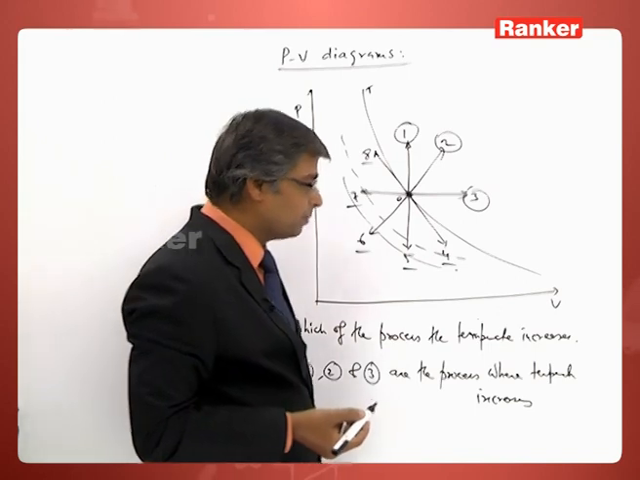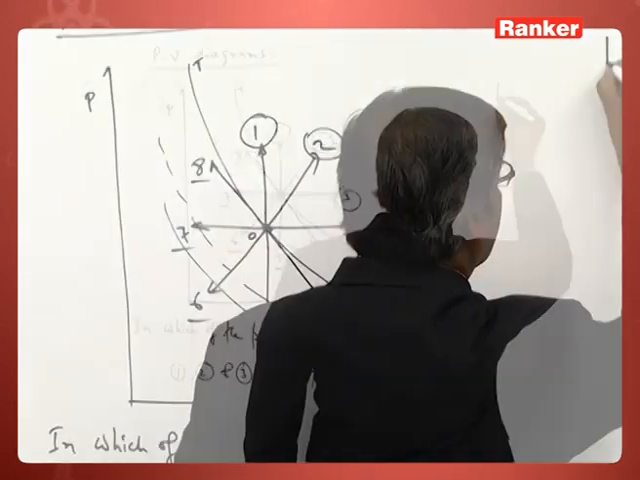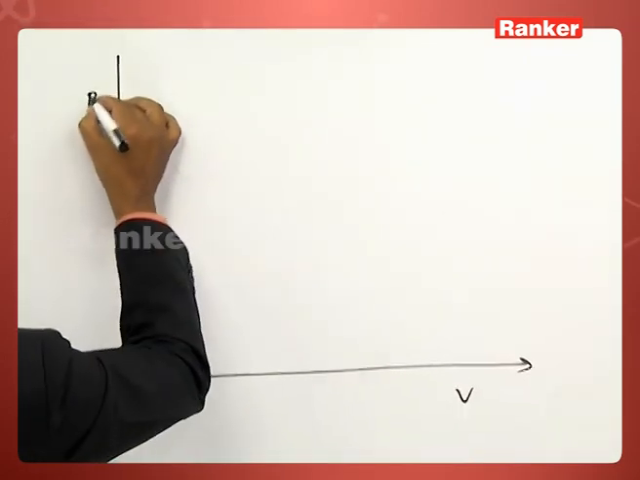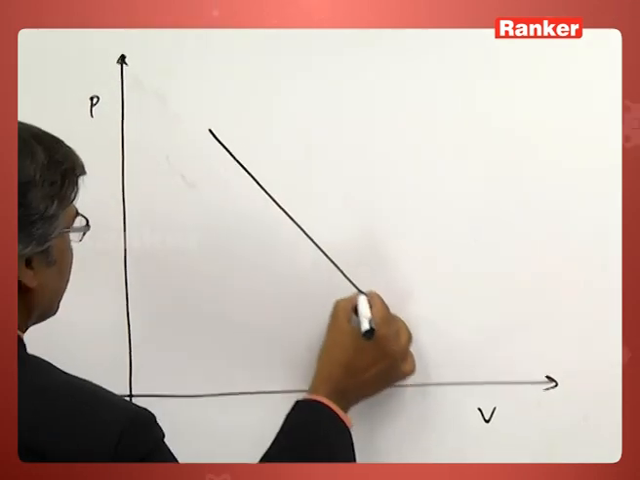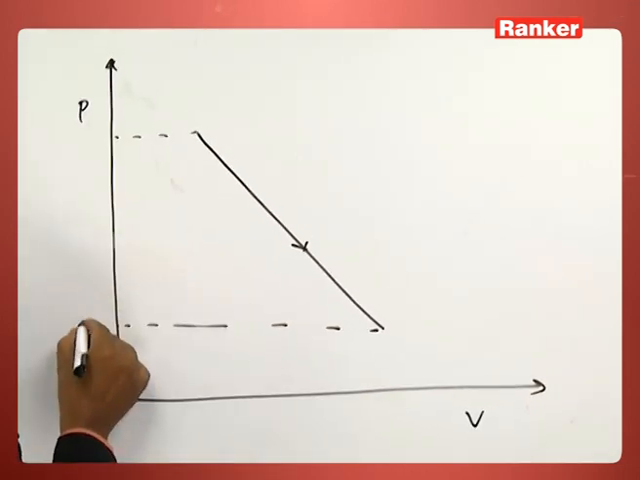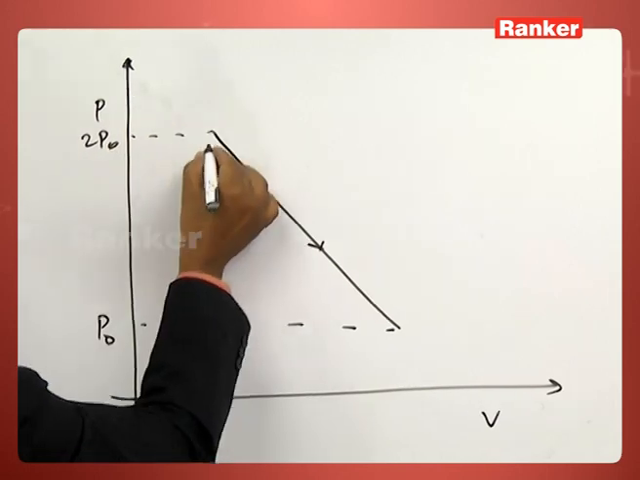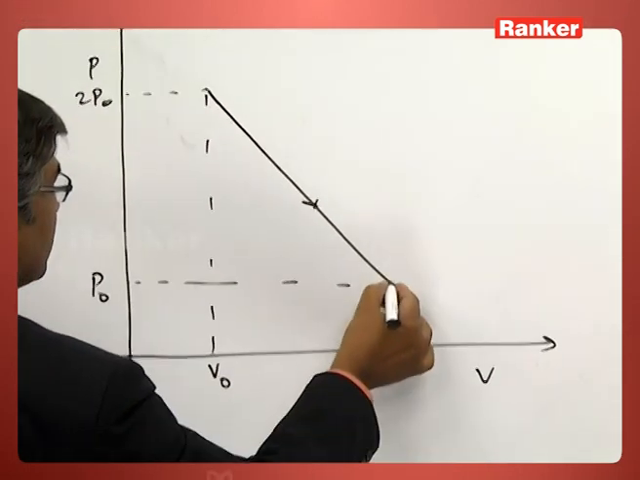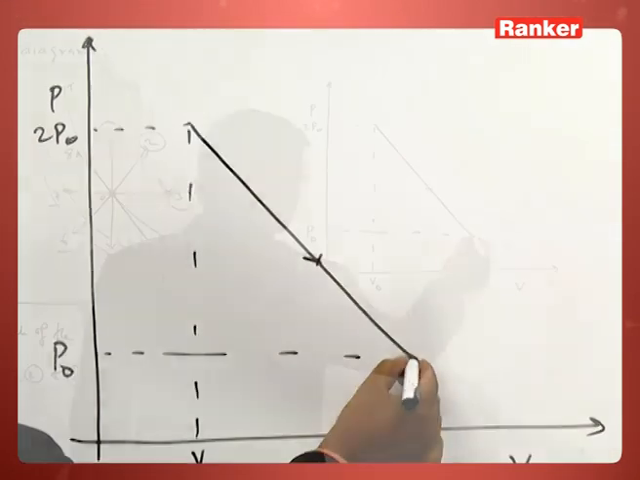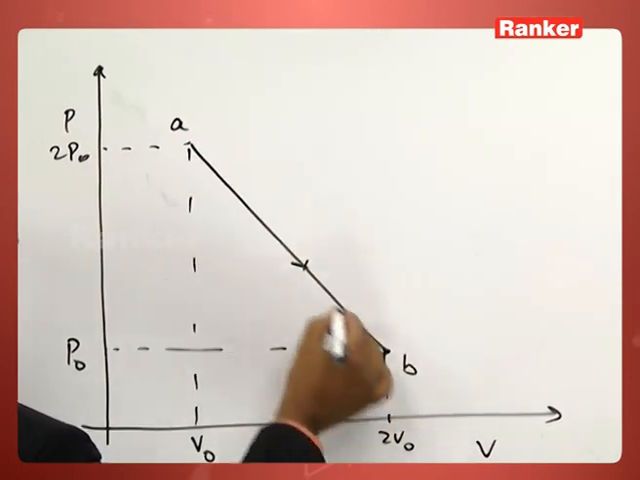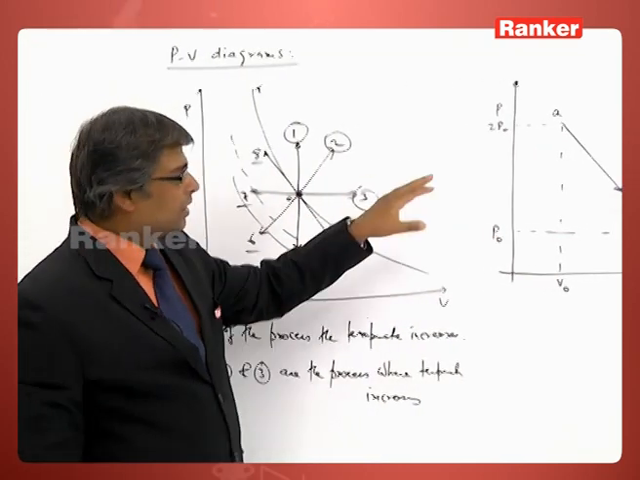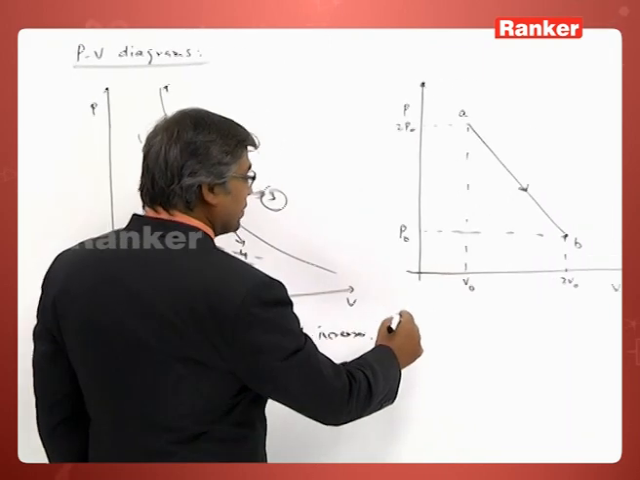Let us take one more example. So here in this example, this is the PV diagram and this is a straight path. Here the pressure is P0 to P0 and the volume is V0 to 2V0. So we carry on a process from A to B. So during this process, what is the maximum temperature attained? This is our question.